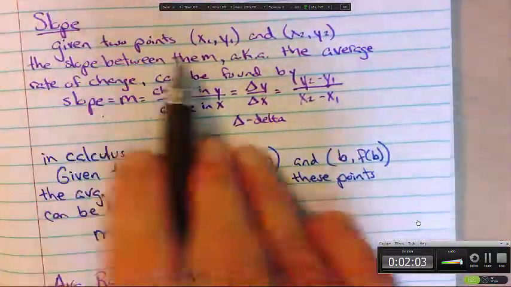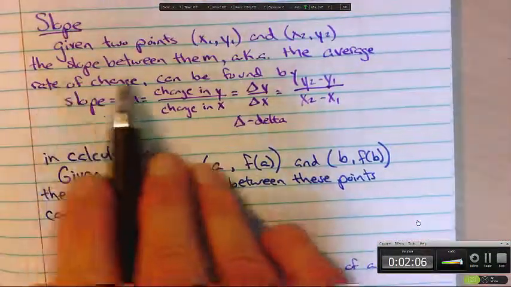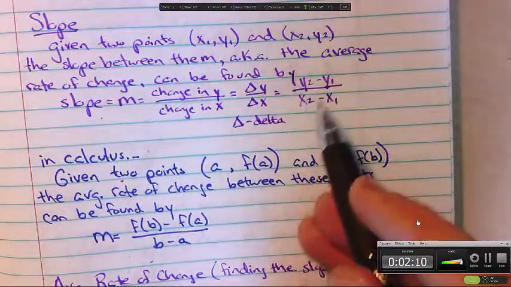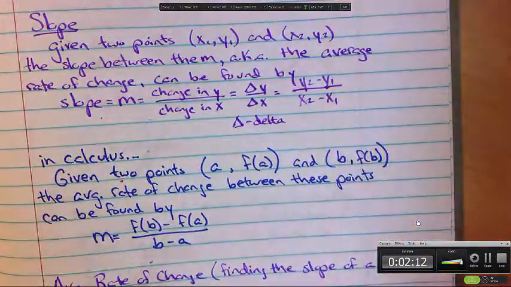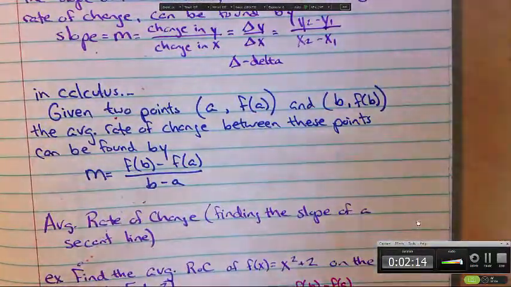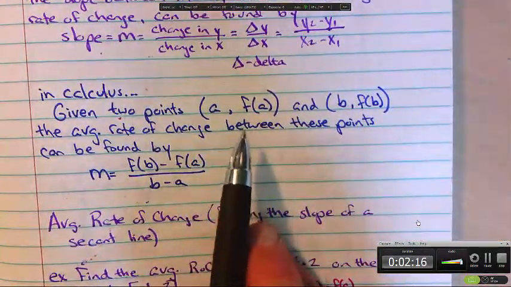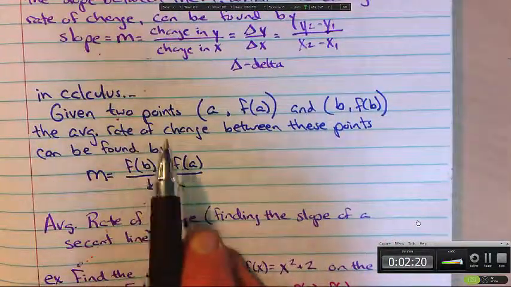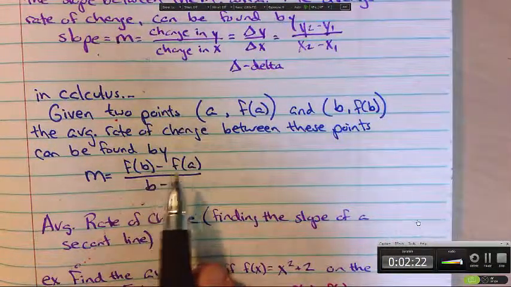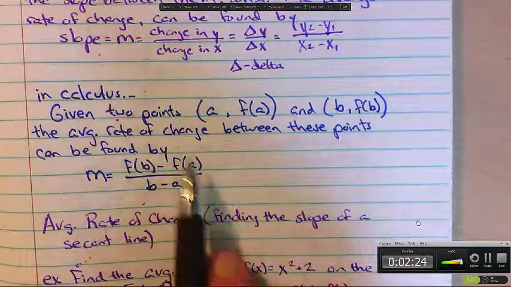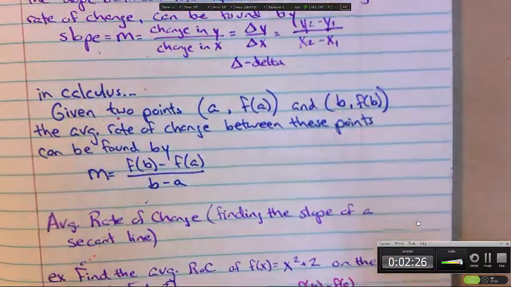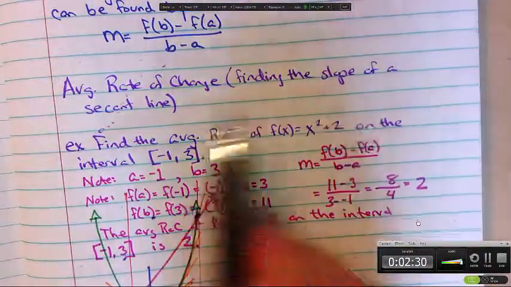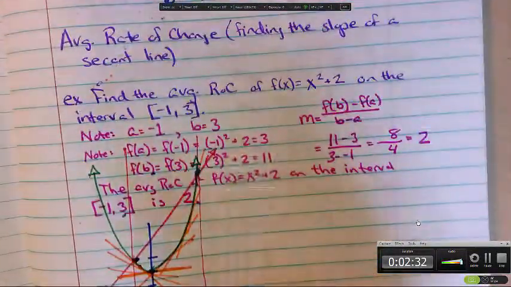Briefly, I'm going to go over the formula for slope given 2 points. You can see that the slope between them, also known as the average rate of change, can be found by y2 minus y1 over x2 minus x1, the same formula you've always used. In calculus, though, we're going to switch this to function notation. So given 2 points, (a, f of a) and (b, f of b), the average rate of change is f of b minus f of a over b minus a. Same exact formula, just using function notation. And then we discussed that the average rate of change is finding the slope of a secant line.